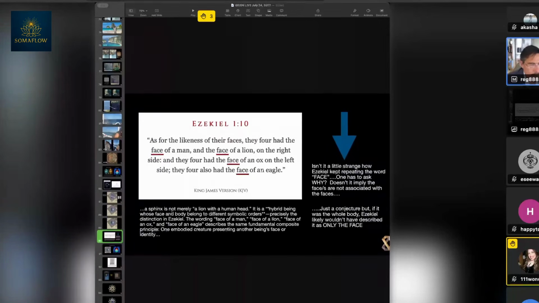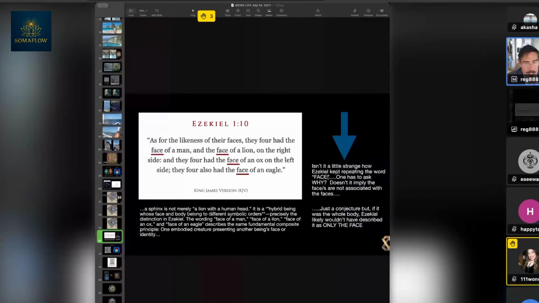And it says the Sphinx, and I wrote here, a Sphinx is not merely a lion with a human head. It is a hybrid being whose face and body belong to two different symbolic orders. Precisely the distinction in Ezekiel. The wording face of a man, face of a lion, face of an ox, the face of an eagle describes the same fundamental composite principle. One embodied creature presenting another being's face or identity.